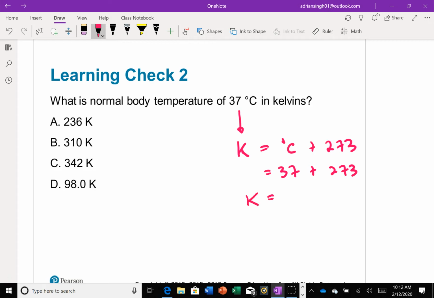Maybe you can do that in your head. If not, use your calculator. And that'll give us 310 as the Kelvin temperature, right? So compared to the Celsius and Fahrenheit, it's a little bit simpler, but it still involves a little bit of math. And math is something you cannot run away from in chemistry, okay? It's going to follow you like a tail, always.